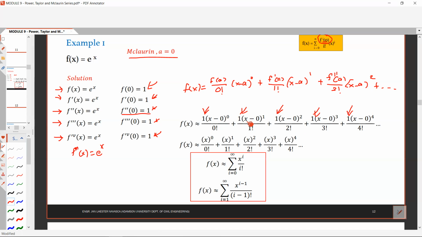So x minus 0, lahat yan naging x lang. X raised to 0 over 0 factorial. Next one is x raised to 1 over 1 factorial. X raised to 2 over 2 factorial. X raised to 3 over 3 factorial. And x raised to 4 over 4 factorial. And so on and so forth. Okay? So if we start from I is equals to 0. Okay, I is equals to 0.